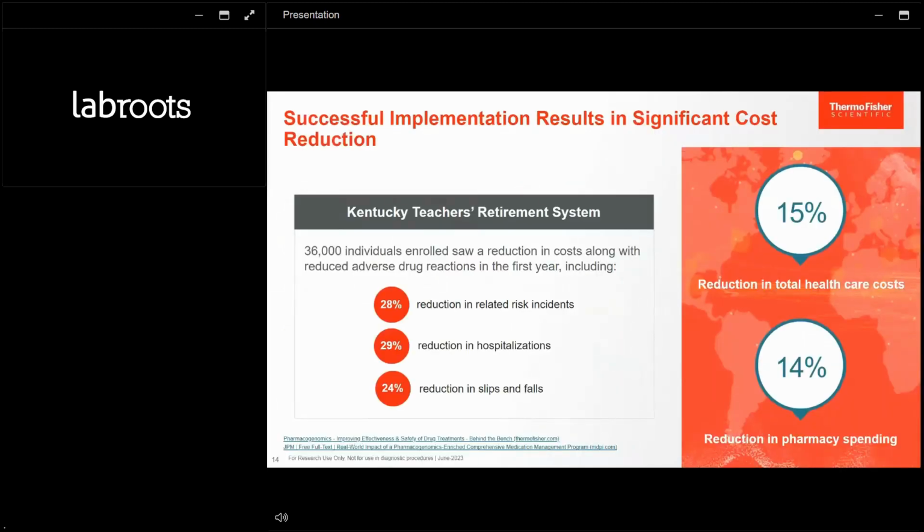So another way that this was illustrated was with the Kentucky Teachers Retirement System. This is a retirement program for teachers in the state of Kentucky. And one of the things they wanted to be able to do in this retirement system is control their healthcare costs. And so they looked into a pharmacogenomics program to see whether or not pharmacogenomics testing of the Kentucky teachers would help them control the health costs of these individuals.